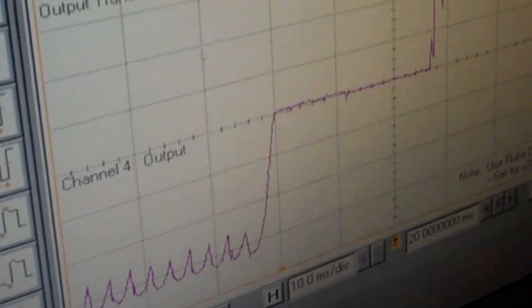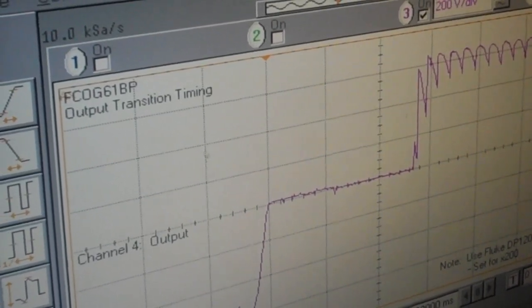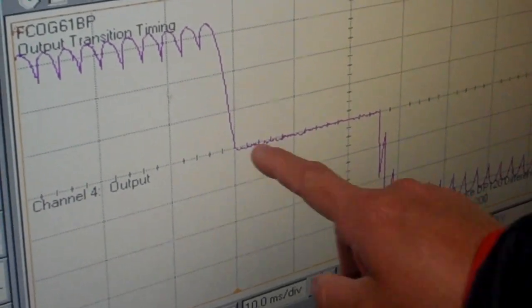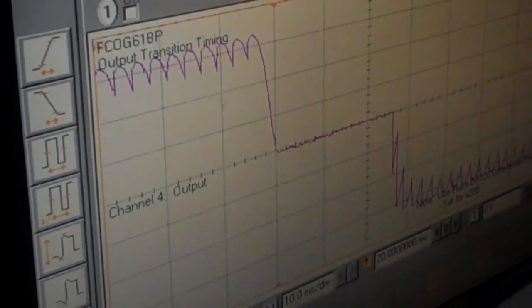Now let's try that again in the opposite direction. And there it is, and again the time is 10, 20, about 30 milliseconds in this particular case.